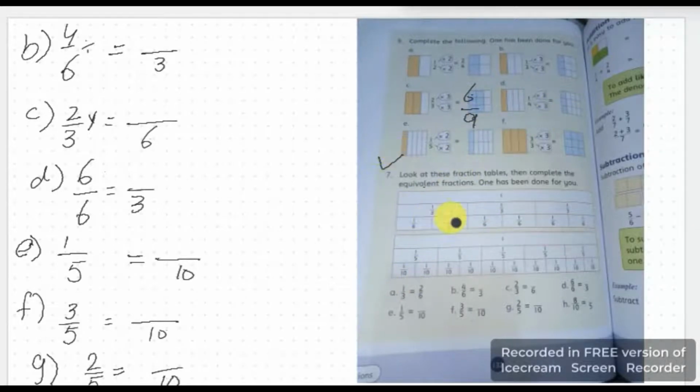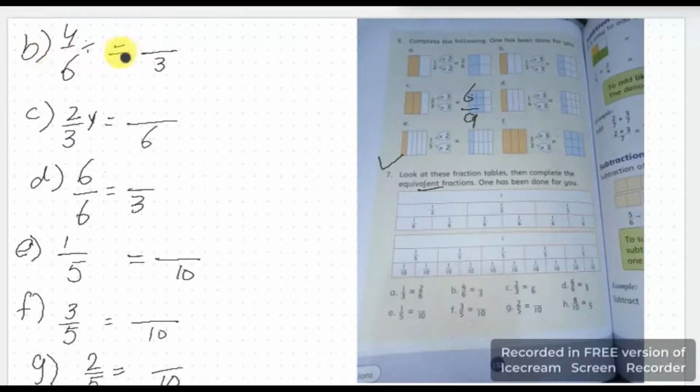Question number 7 is equivalent fraction. Equivalent fraction में हमने क्या करना होता है? इक्विवेलेंट फ्रैक्शन में हमने मल्टीप्लाई या डिवाइड करना होता है. अगर हमारे पास बिगर नंबर होगा तो हम उसको क्या करेंगे? डिवाइड करेंगे. और अगर हमारे पास स्मॉलर नंबर होगा, स्मॉलर नंबर से हमने बिगर नंबर की तरफ जाना होगा तो हम मल्टीप्लाई करेंगे. Now look at this. This is 6 and in all parts we divide or multiply by 2. So look at the question.